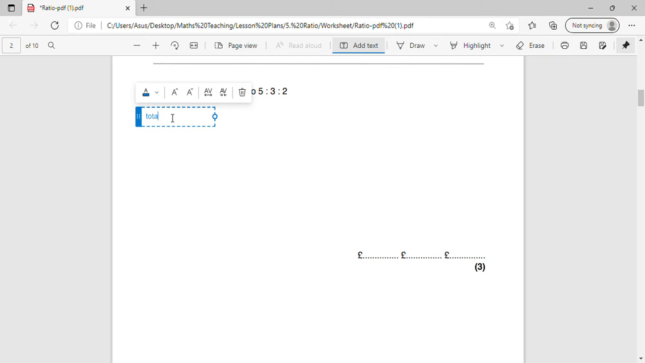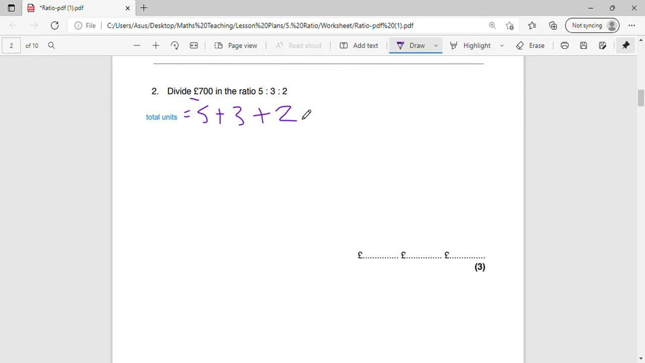The total units that we're dividing this into for the ratio. So it's 5 plus 3 plus 2. Okay, it's 5 plus 3 plus 2. What's 5 plus 3 plus 2? Equals 10. Alright, so the total units is 10.